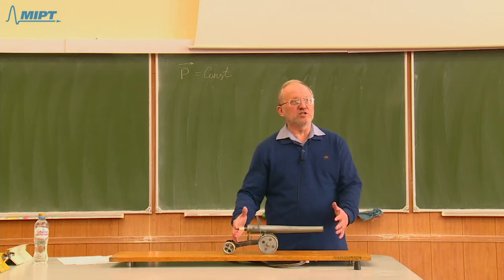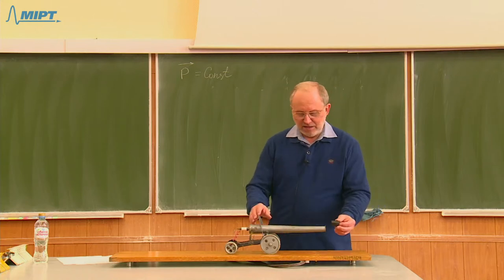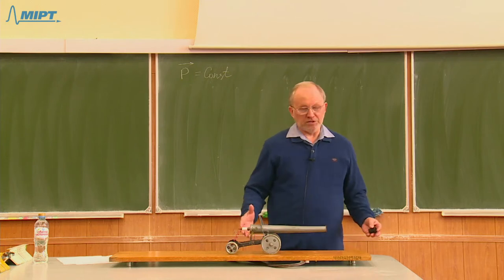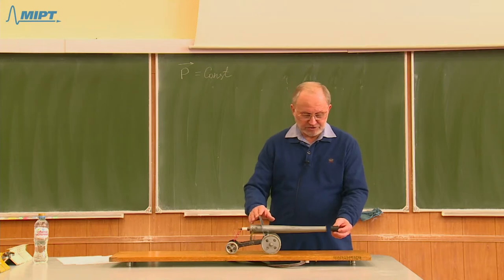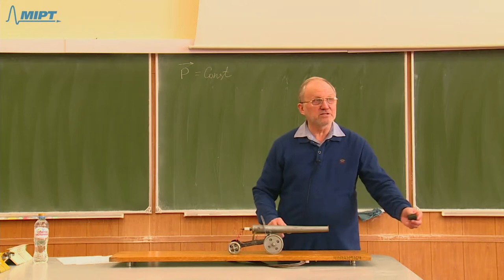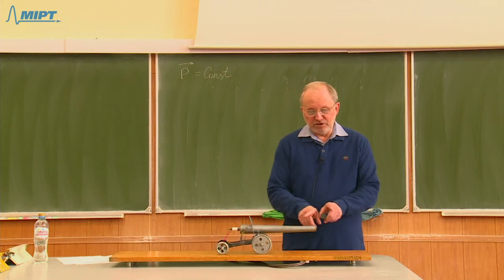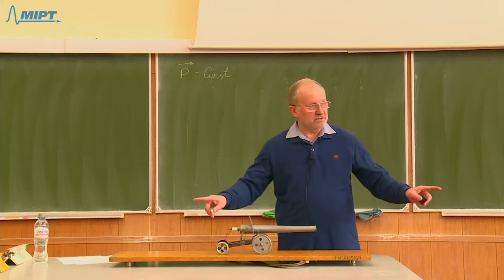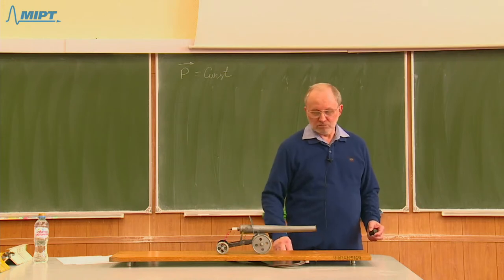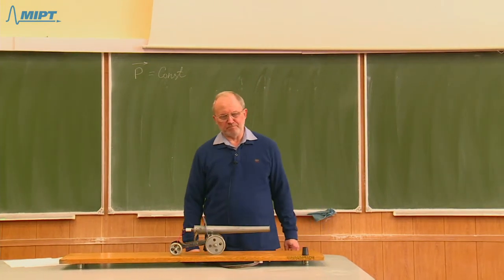The momentum of the system of these two bodies, the cannon and the projectile: the initial momentum was zero because all the velocities were zero. But after the shot, the projectile started to move in one direction, and the cannon started to move in the opposite direction. So the velocities of the two bodies are directed oppositely, so that the total momentum remains zero, as it was before the shot.